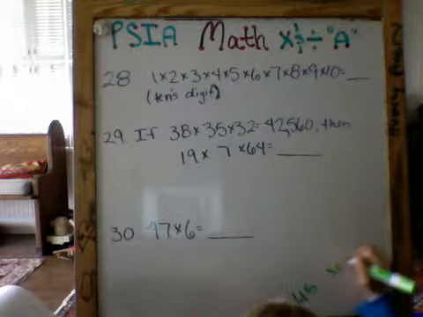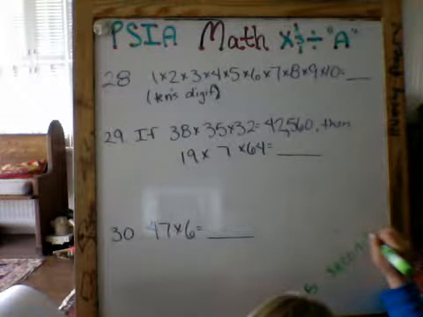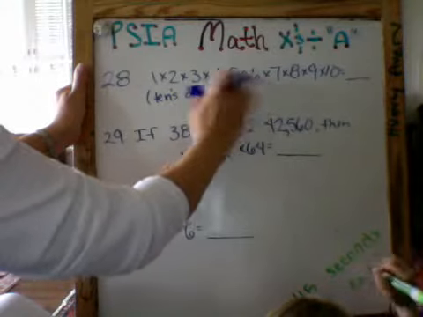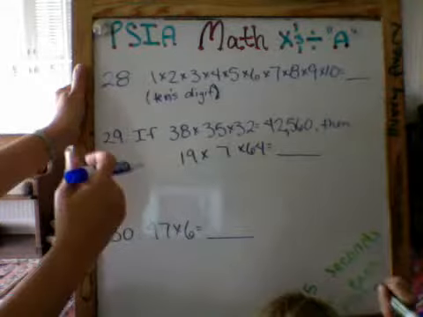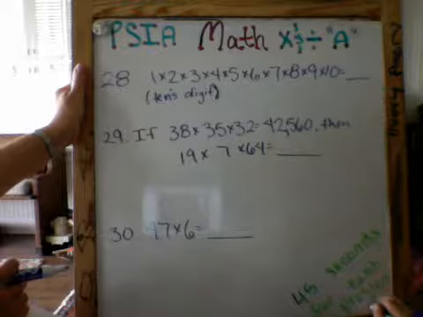Number 28, the product of all whole numbers from 1 to 10 is computed. What is the tens digit of this number? So I've written it out, 1 times 2 times 3 times 4 times 5 times 6, and so on until times 10. What we're going to do is start doing this multiplication, and as we get into it, I think you're going to see a trick that's going to enable you to shortcut to the answer.